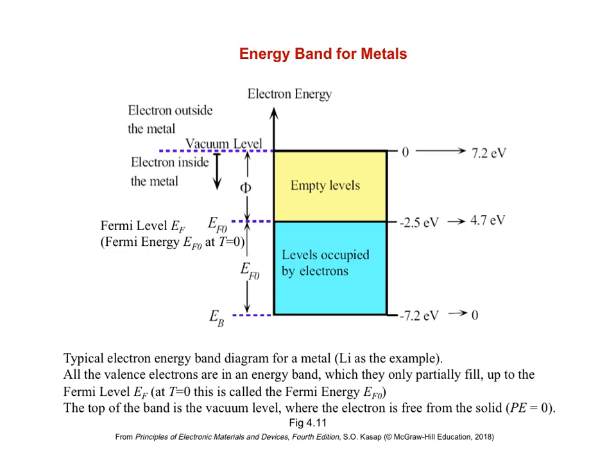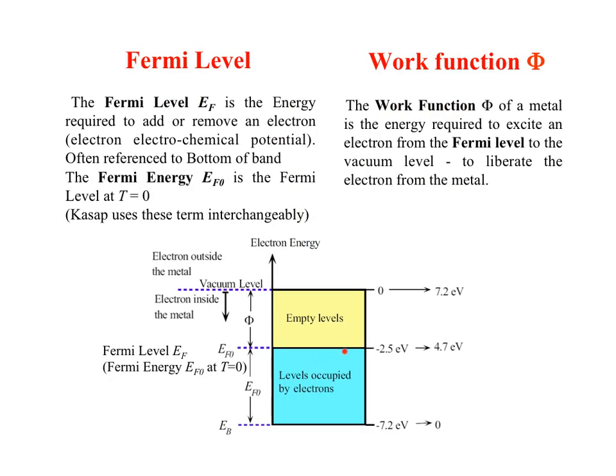For lithium metal, the band edge is 7.2 electron volts below the vacuum level, whereas the Fermi energy is 4.7 electron volts above the band bottom. This leaves 2.5 electron volts as the energy for the highest energy electron to reach the vacuum level, also known as the work function. To recap, electrons entirely fill states at 0 temperature up to the Fermi energy.